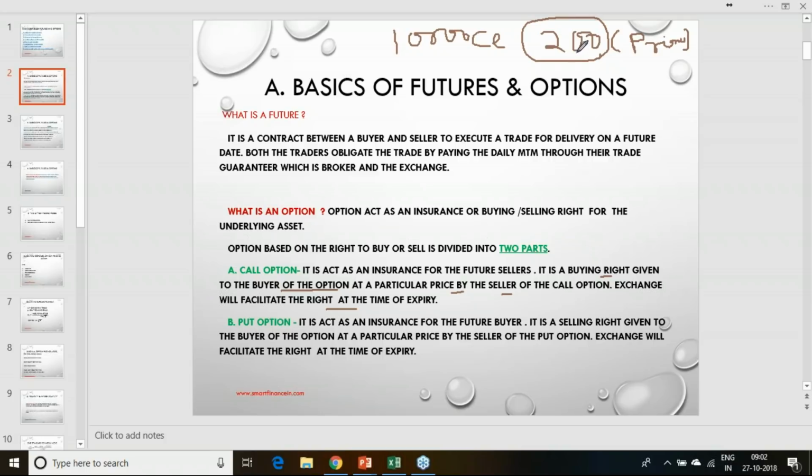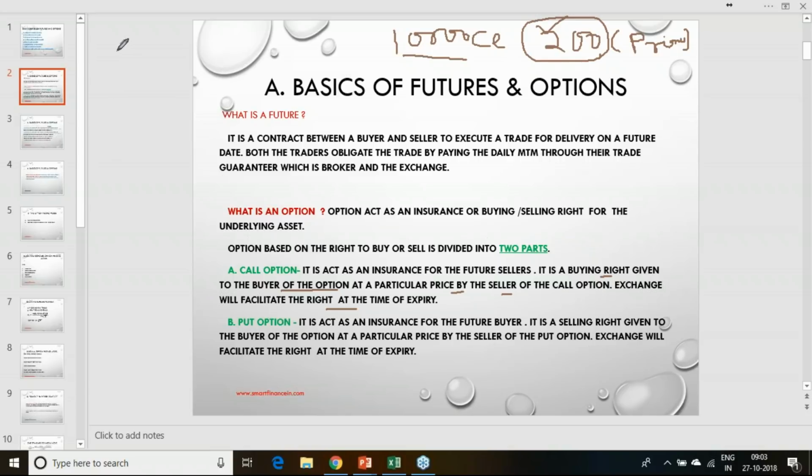What happens? This is a right given to you to buy the Nifty at 10,000. Once you say 10,000 call option, literally, if you translate it, it says that the person who has received this 200 rupees from you, the seller who has sold you this call option right, is willing to give you the Nifty at 10,000 rupees at any point of time. This trade is guaranteed again by the exchange.